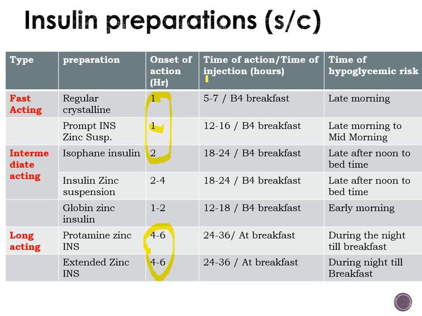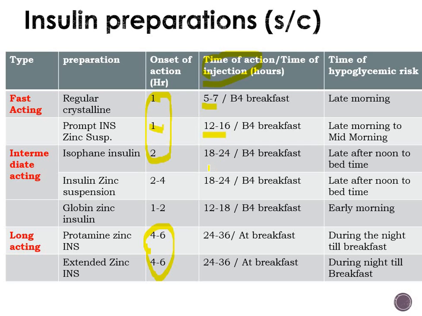This column is going to tell you regarding the time of action and the time of injection. So you see for which particular duration the regular insulin works, and that is usually 5 to 7 hours, and it is usually given before breakfast. But regarding zinc suspension, the onset of action is 1 hour, like both regular and the prompt zinc preparation, yet the duration of action is prolonged, especially once you add zinc.